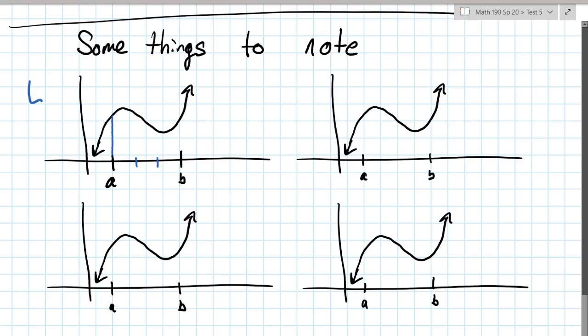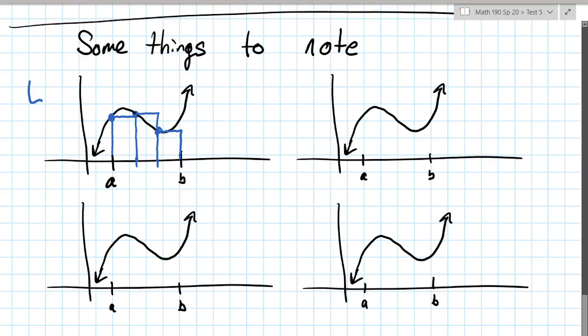Point is, if we were to draw left-hand endpoints, what would this look like? This would be left-hand, left-hand, left-hand endpoints. So notice I'm using the left-hand y values for each of those.